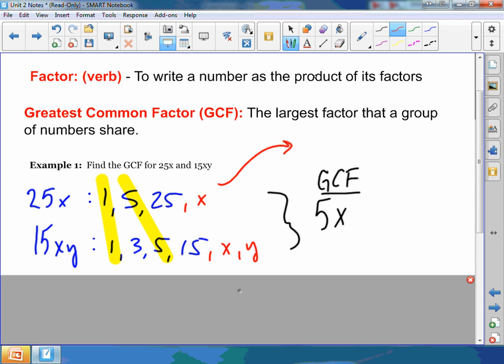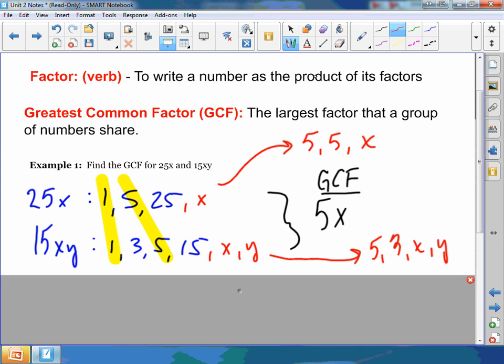Good. So what would my prime factors be for 25? 5, 5, 1 and x, right? But everything has a 1 in it, right? So he'd have 5, 5, and x. These numbers have to be prime, and they are. So, Andrew, what would 15 be? Prime, prime, x and y. So now you're looking and finding the GCF between those two, right?